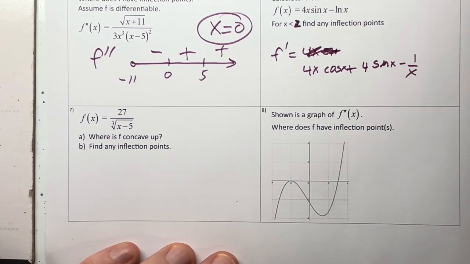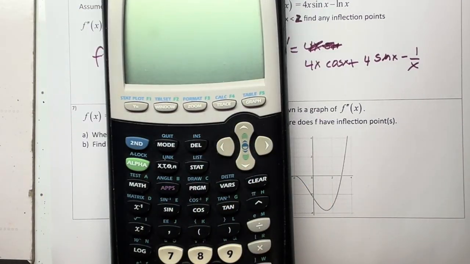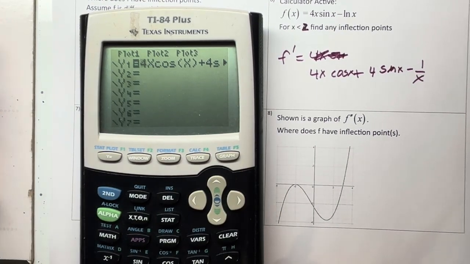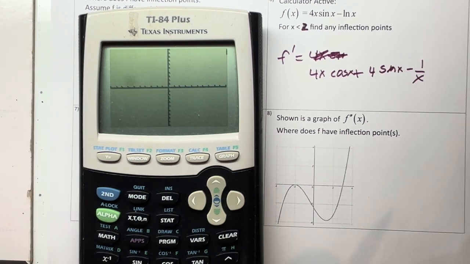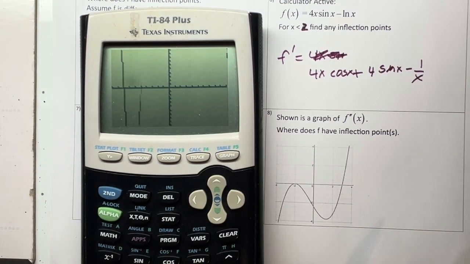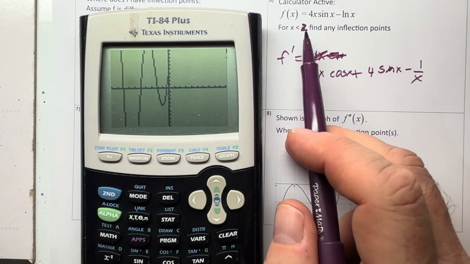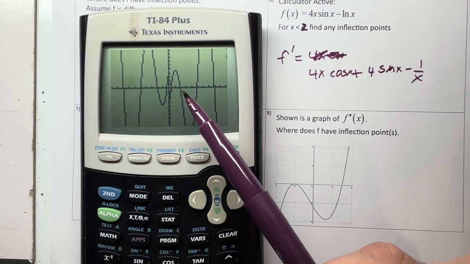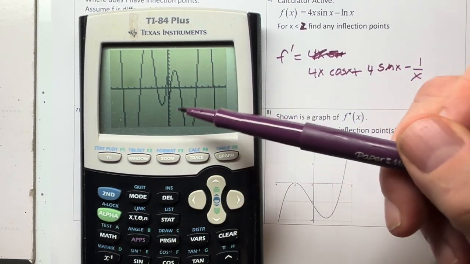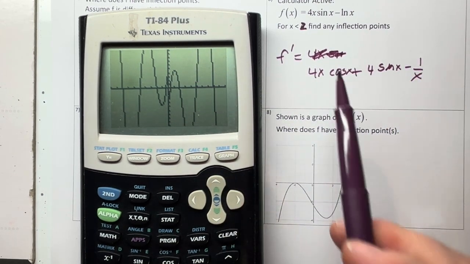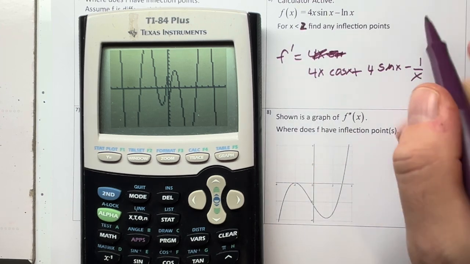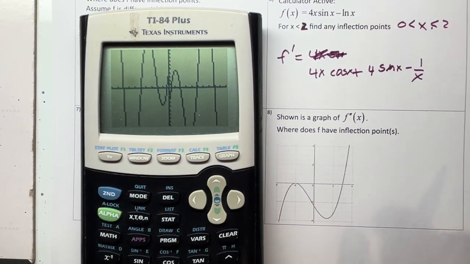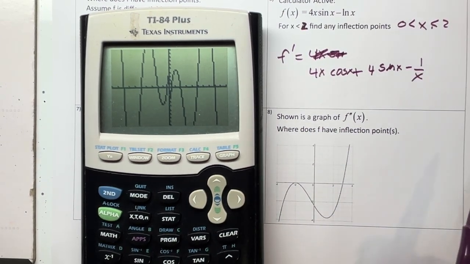I think it's easier just to put this into y1. So I've already done that. And, you know, I always like to hit zoom 6 to see what it looks like. And we only care for when x is less than 2. So it looks like we want this area. And I do notice there's going to be an asymptote at 0. So we say for x less than or equal to 2, something like that. X is between 0 and 2.